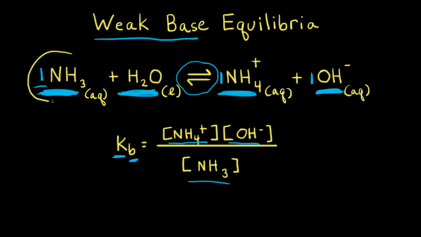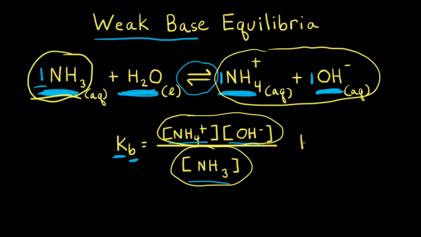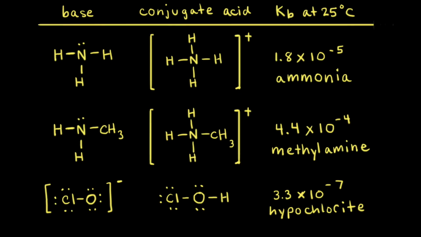Ammonia is a weak base, which means it only partially ionizes in water. And if it only partially ionizes, at equilibrium there's going to be a small amount of products and a large amount of reactants. Therefore, looking at the equilibrium constant expression, the numerator is going to be very small compared to the denominator. So with a small numerator and a large denominator, that means that the Kb value for a weak base will be less than 1. Let's look at a few examples of weak bases.